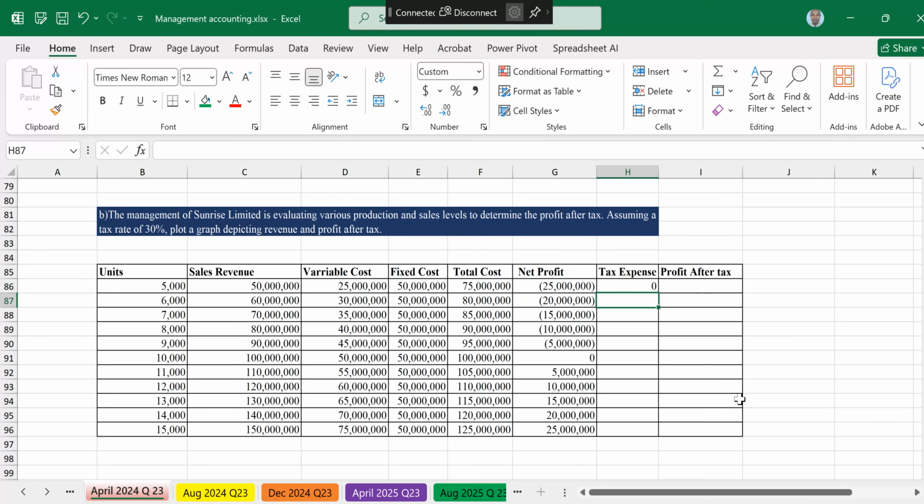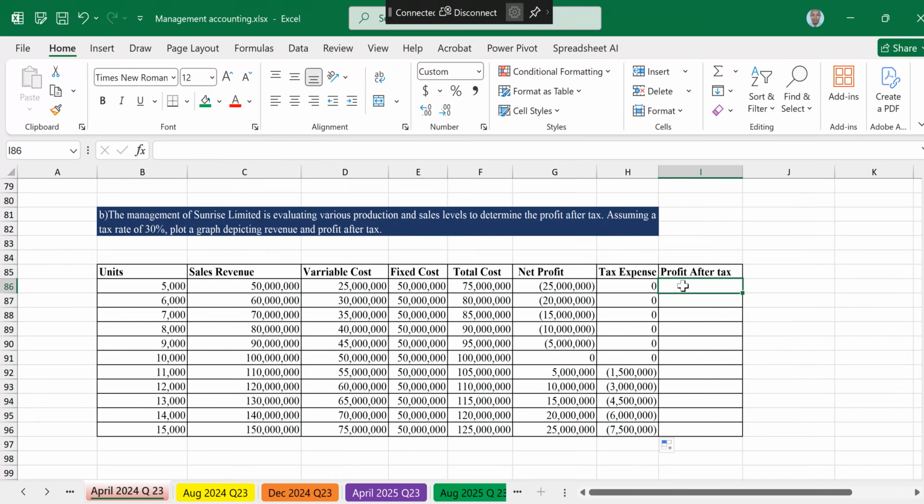Don't lock anything. Then after that, you drag down. You will get your taxes. Some taxes are 0, because when you have a loss, there is no tax. But if you have a profit, it will be taxed as seen on that.